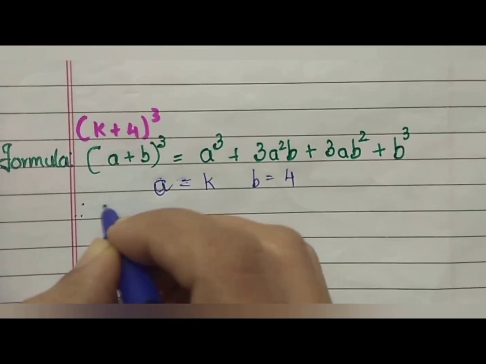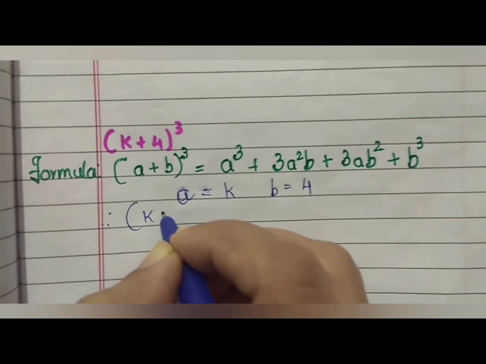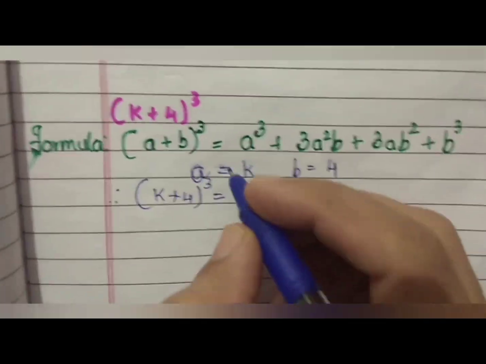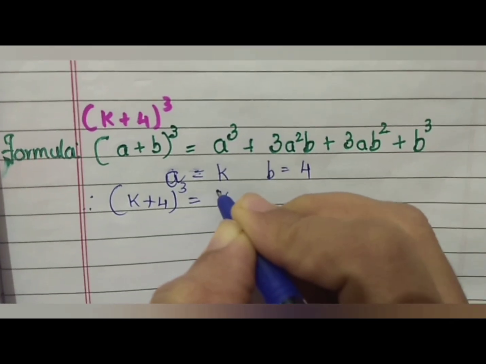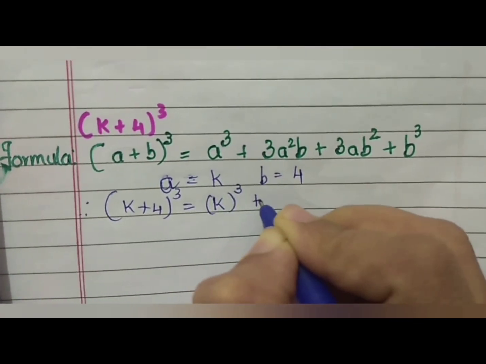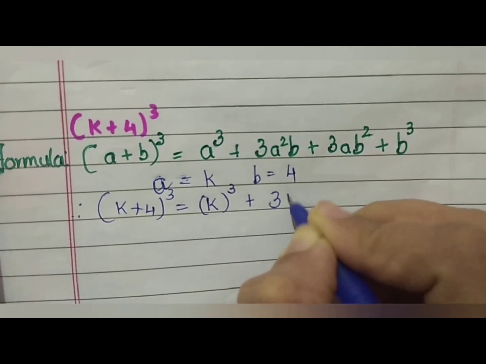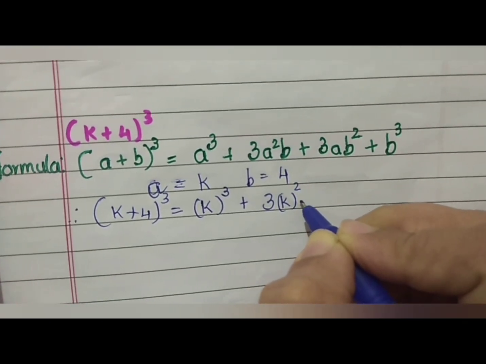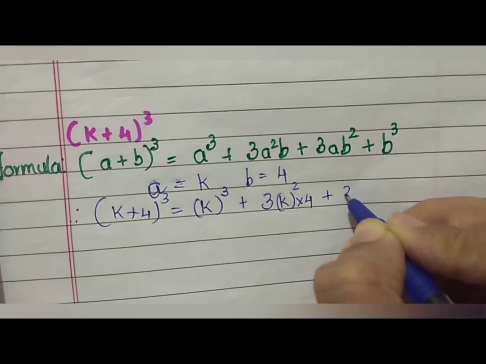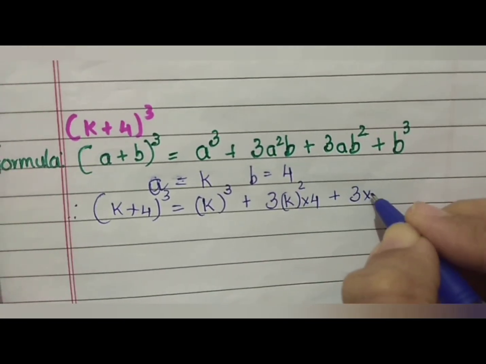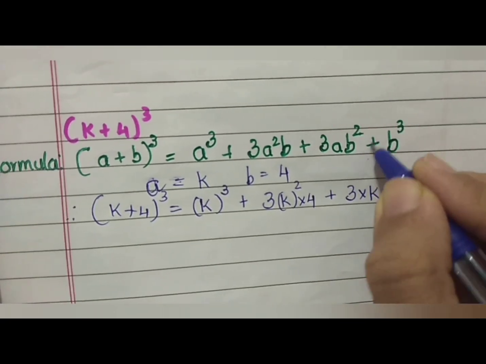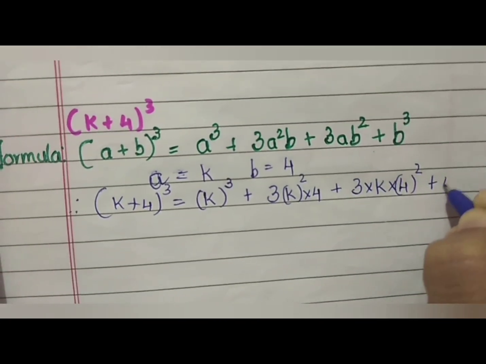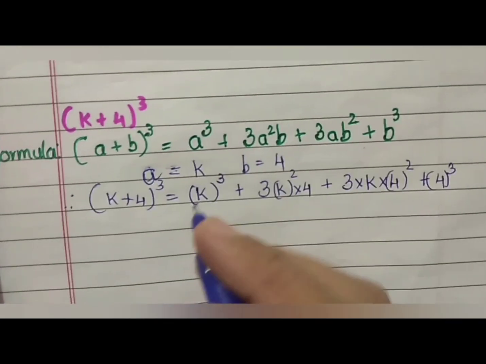We'll write down, therefore, (k + 4)³ is equal to a cube, that is k³, plus 3a², that is k², times b, which is 4, so multiply this by 4, plus 3 into a, that is k, into b², that is 4², plus b cube, that is 4³. Now we'll open the bracket.